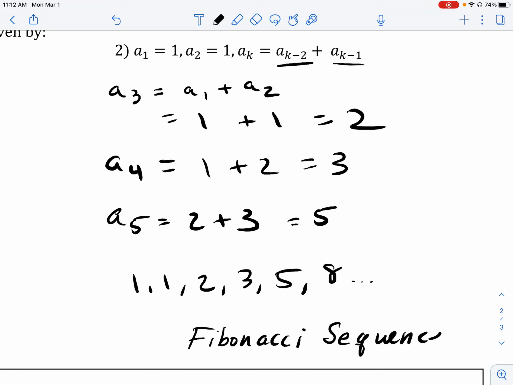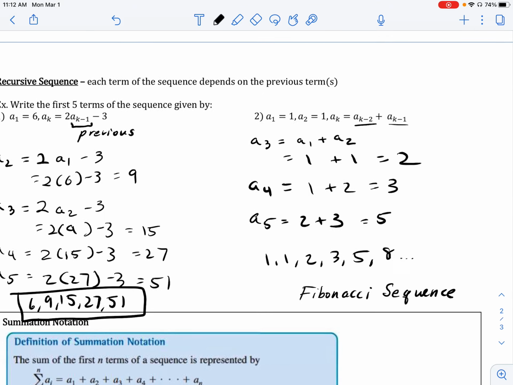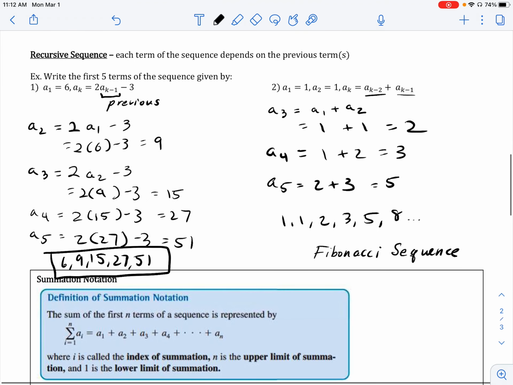Okay, so hopefully that gives you a good sense of what a sequence is and our first example of a unique type of sequence. Next, let's look at series and summation notation.